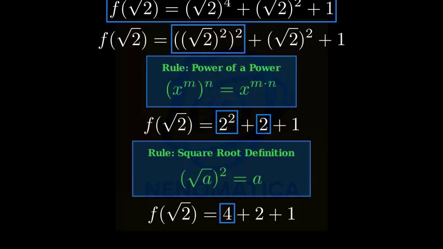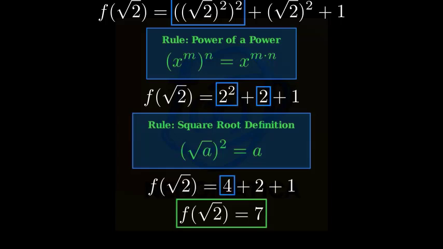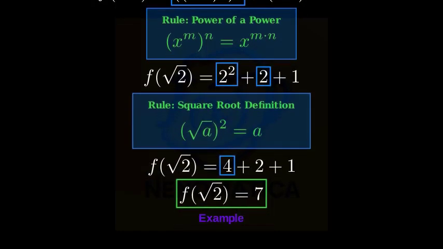So we have 4 plus 2 plus 1. Finally, we add all these numbers. 4 plus 2 equals 6, and 6 plus 1 equals 7. Therefore, f of square root of 2 equals 7. Let's move to our second example.